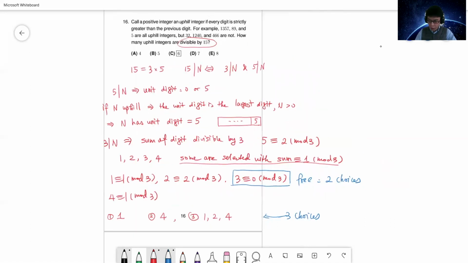That means totally we have answer equals 2 times 3 equals 6. Because in any case, we can include 3 or not include 3. So we have 6 such numbers divisible by 15. The answer here is 6.